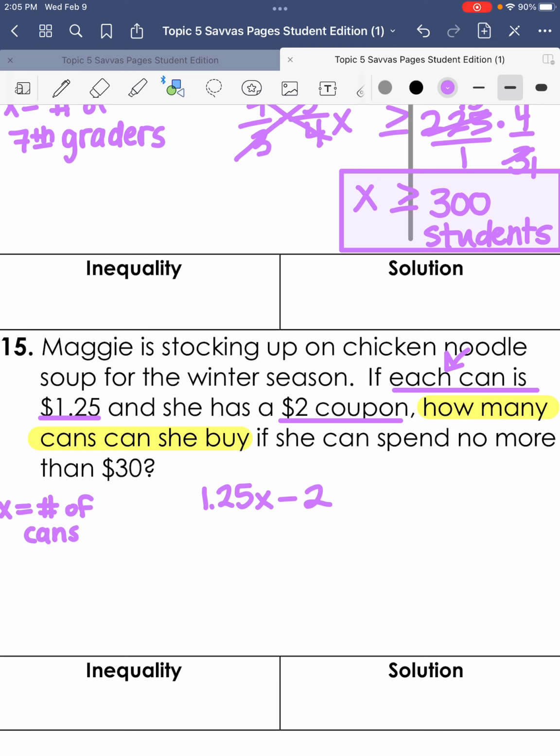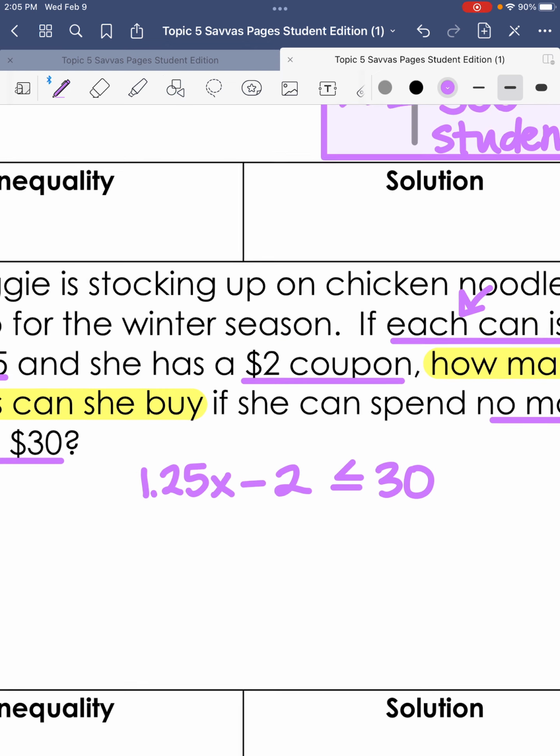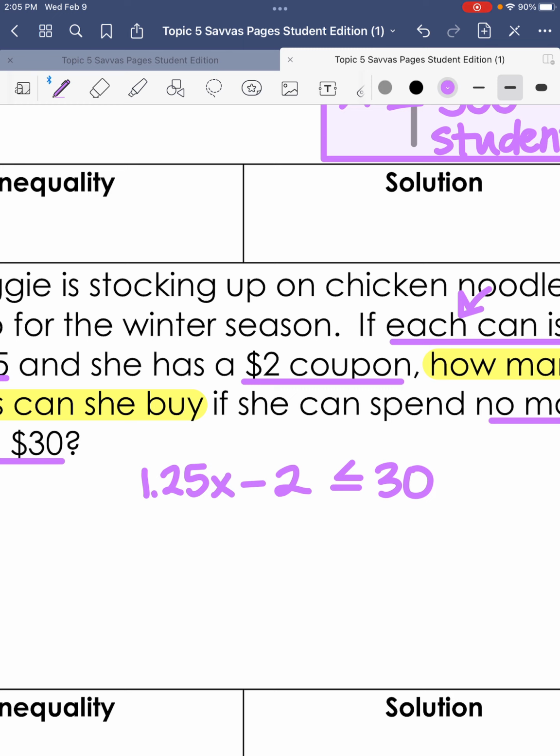Okay. Now, what else is important? Well, she can spend no more than $30. So what inequality symbol would be no more than? Well, it means that she would be perfectly happy spending $26, less than 30, right? But she might not have $31 in her pocket. So she cannot go over. So less than or equal to seems like a good fit. Okay, so that is a 2-step inequality that you should know how to solve.